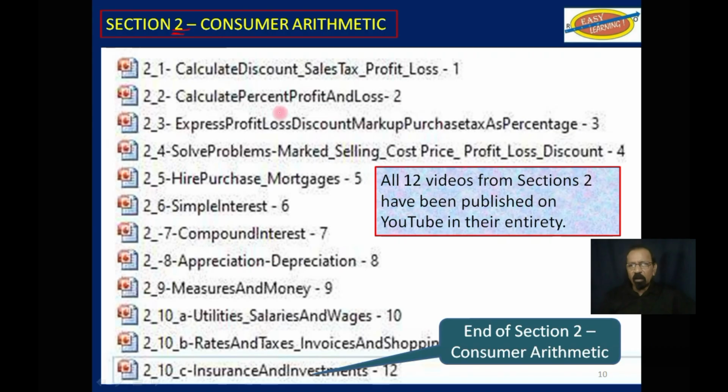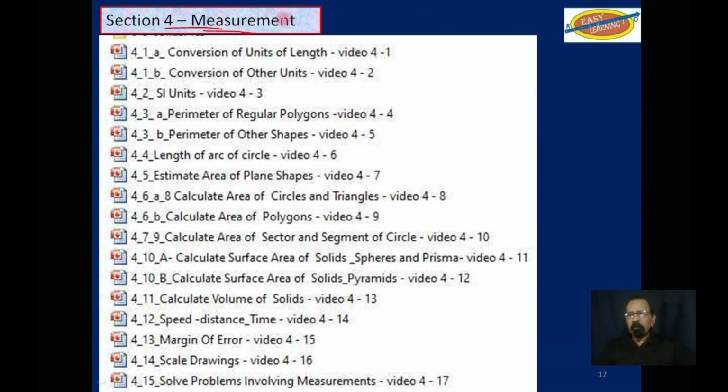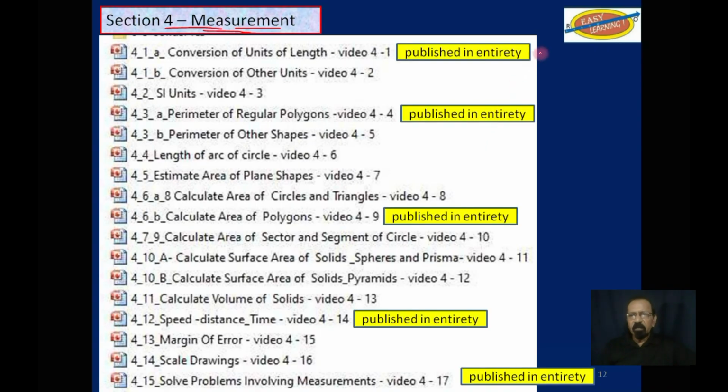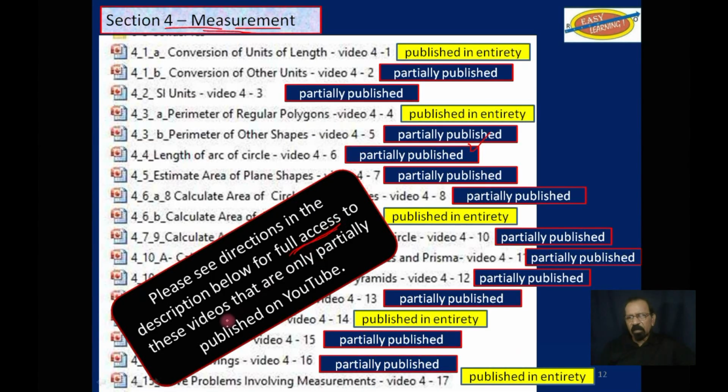Section 2, as you know by now, all 12 of these videos have been published in their entirety on YouTube. Section 3, sets, all 6 of these videos have been published on YouTube in their entirety. Section 4, measurement. Some of these videos have been published on YouTube in their entirety, as you see here. The others only partially published. If you need to have full access to these videos that are only partially published on YouTube, please see directions in the description below. And this pattern applies for the next 3 sections.